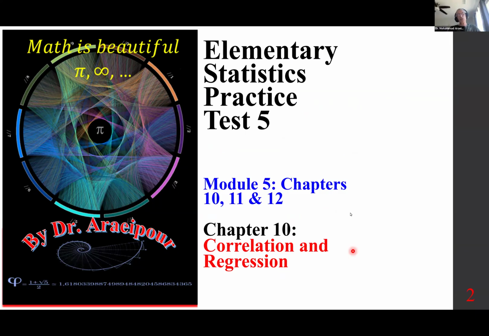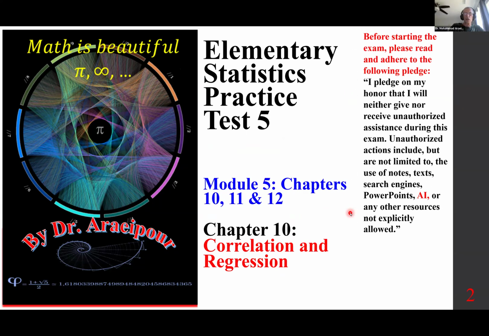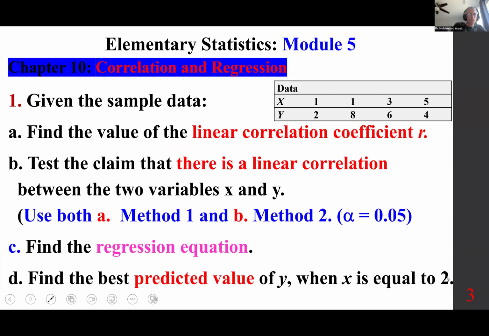And now here's chapter 10, correlation and regression. So as always, there's a pledge when you take the exam. So reminding you, I pledge on my honor that I will neither give nor receive unauthorized assistance, and so forth. As always, you may use a formula sheet, tables, and a graphing calculator. So here's chapter 10, correlation and regression.